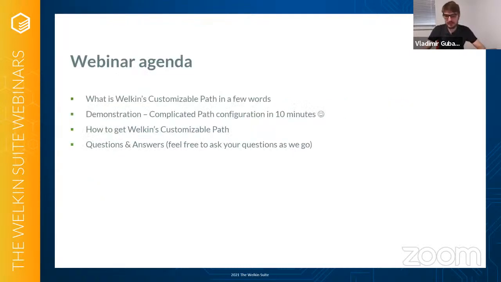So what we will talk about in the next 20-25 minutes. First of all, I will provide a very quick introduction of what Welkin's customizable path is, how it appeared, and what its goals are. Then, the most interesting part: I will show you how to build a complicated path in about 10, maybe 15 minutes. You can just imagine how long it would take you to build this path without Welkin's customizable path. Then, once you're ready to try it yourself, I will show you how to get it, and at the end, I will happily answer any of your questions.